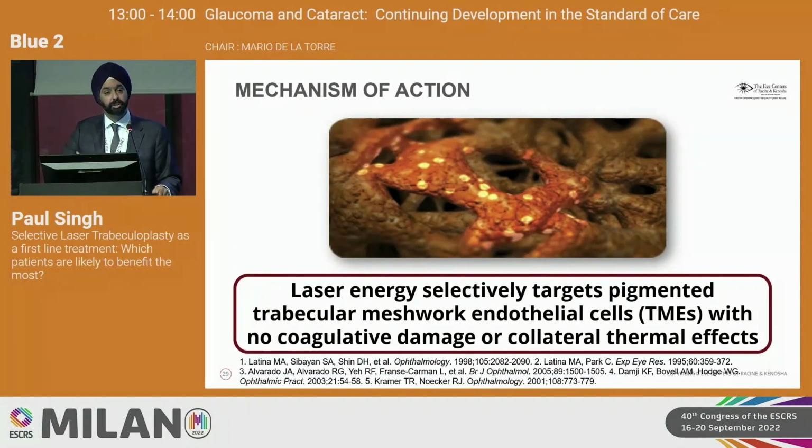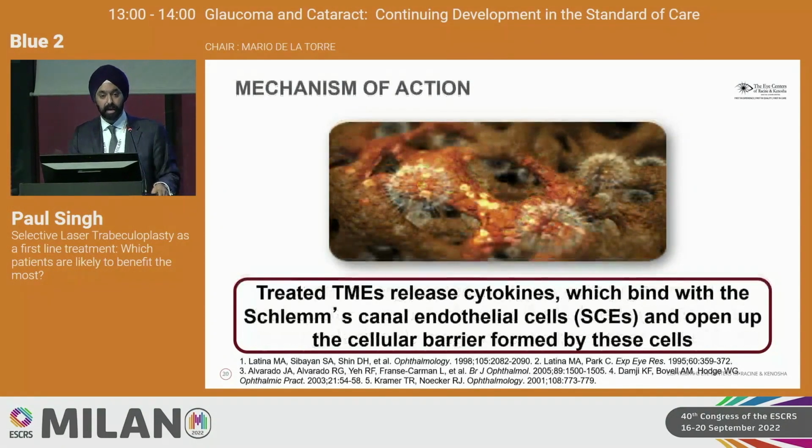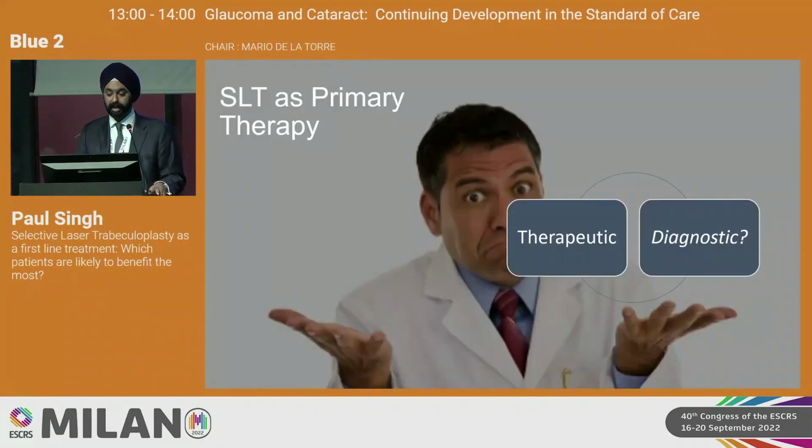And the mechanism of action, just to remind ourselves, is causing a release of cytokines, interleukins, macrophages, which really open up the TM selectively in the pigmented trabecular meshwork cells as well. So this is a natural way, my way of telling patients, this is a rejuvenation of the trabecular meshwork, of your natural drain. But I think SLT has not only a therapeutic, but a diagnostic impact. And I'll tell you about the diagnostic in a second.